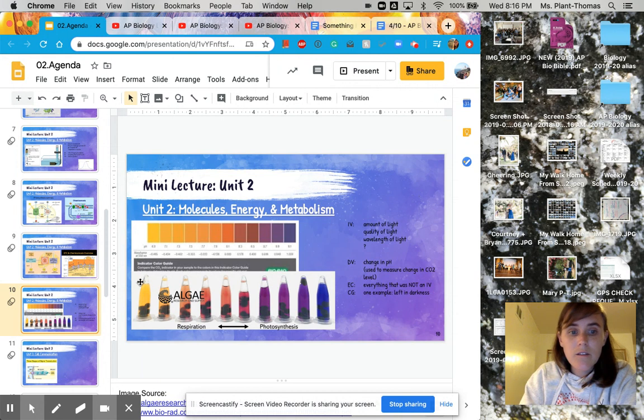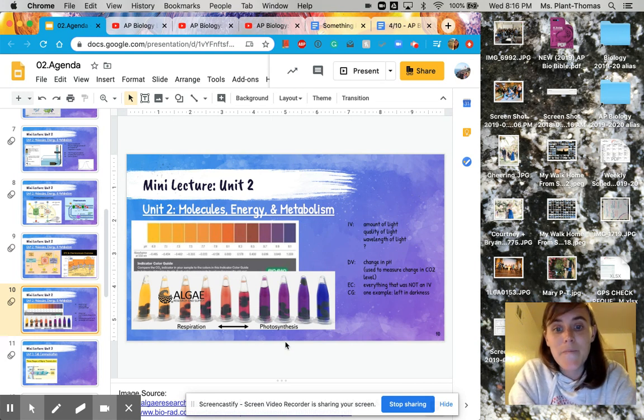So when the solution was super yellow, that meant it was super acidic. And so that meant that cellular respiration was happening because there was a lot of carbon dioxide being put into the solution. When the solution was really purple or blue, that meant it was very basic, which meant there wasn't much carbon dioxide, which meant it was being used to do photosynthesis. And that was what we did with this lab.